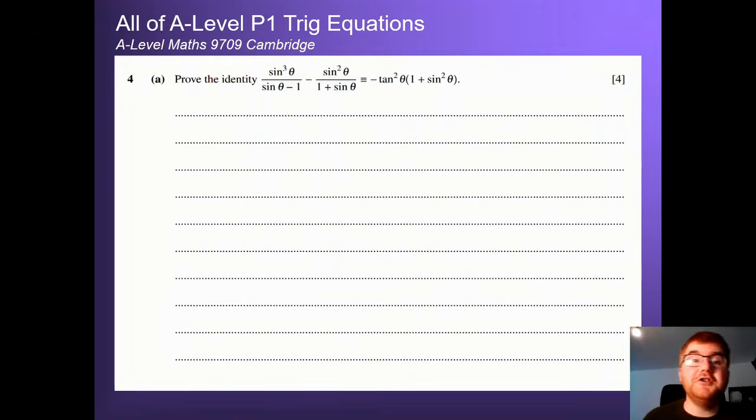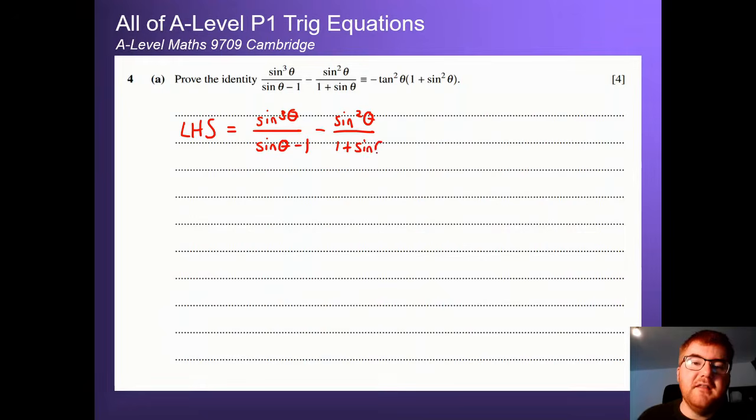Okay, and on to question 4 here. So we need to prove this identity, again making it equal to the right hand side. We approach this in exactly the same way as the previous question that we did. So I'm going to write down our left hand side here. So minus sine squared over 1 plus sine theta.